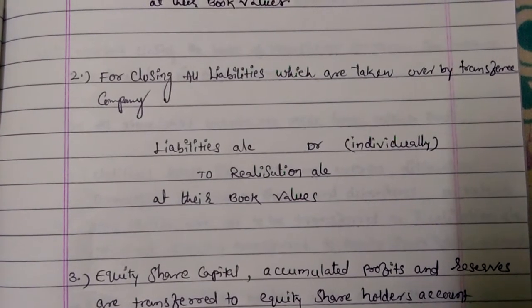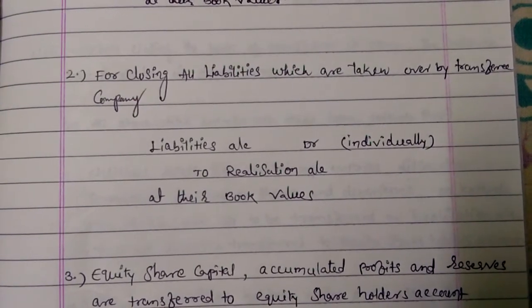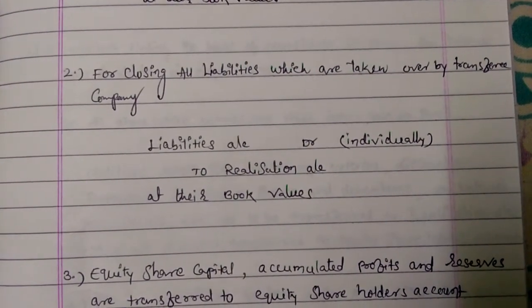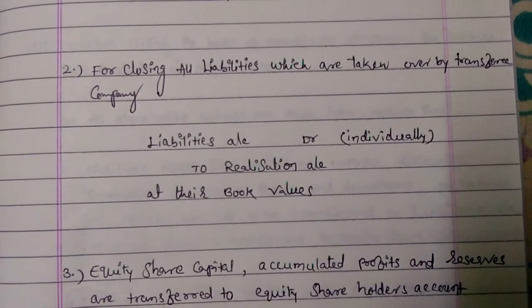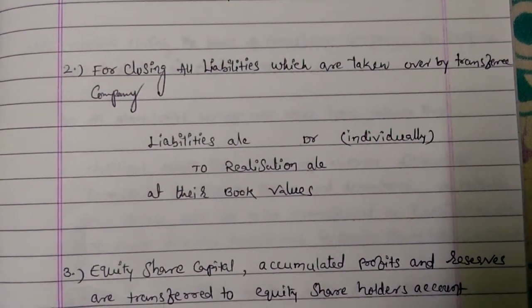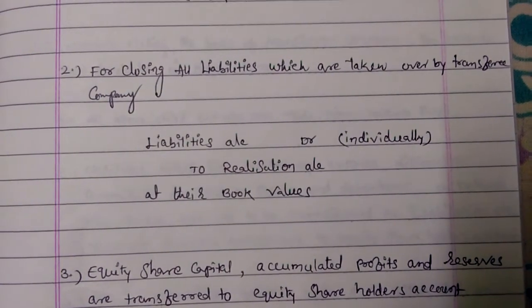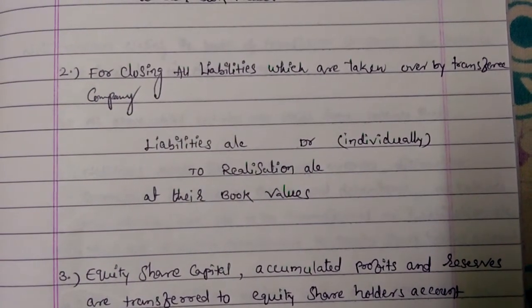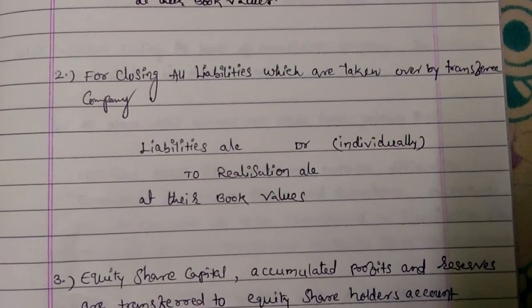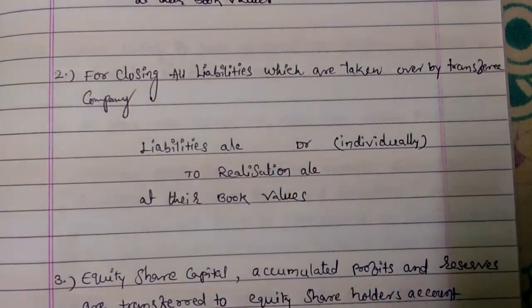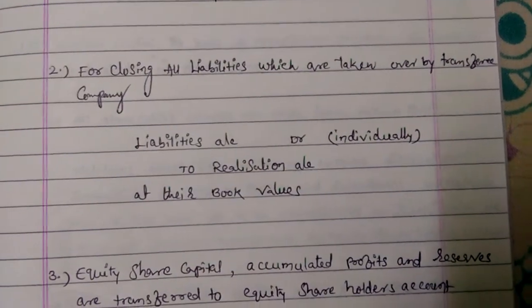The second one is for closing all liabilities which are taken over by the transferee company: liabilities account debtor to realization account. Here also the liabilities are recorded individually at their book values only.